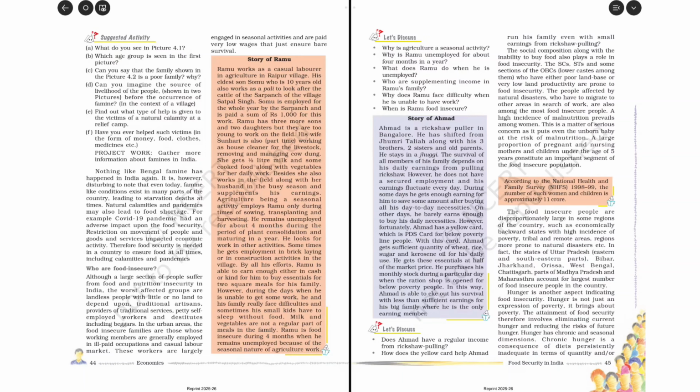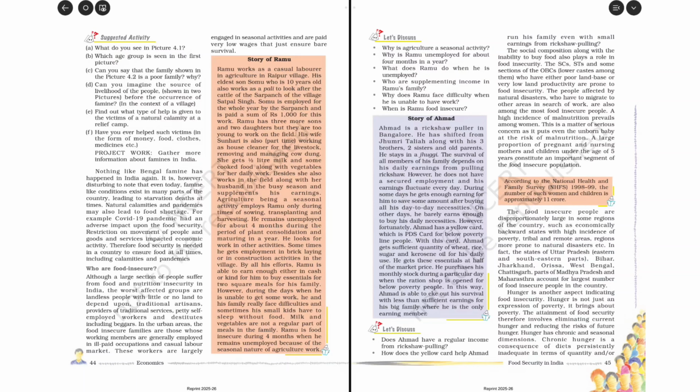Now let's read the second case study about the urban environment. Quote, Story of Ahmad. Ahmad is a rickshaw puller in Bangalore. He has shifted from Jumri Talia along with his 3 brothers, 2 sisters, and old parents. He stayed in a jhuggi. The survival of all members of his family depends on his daily earnings from pulling rickshaw.